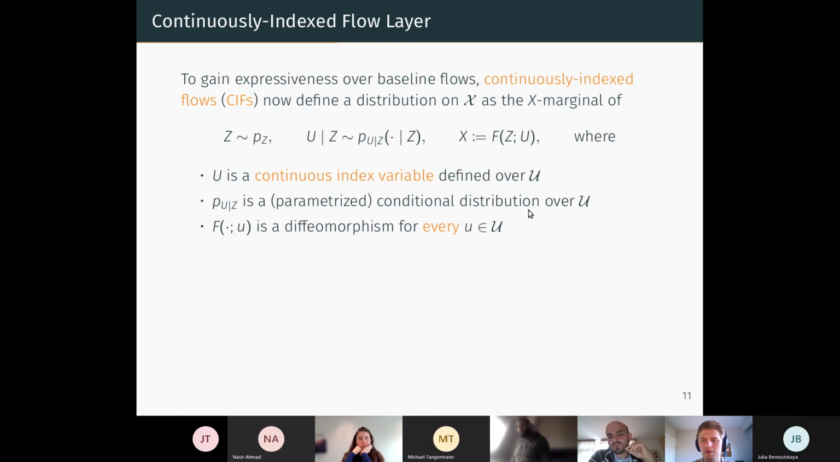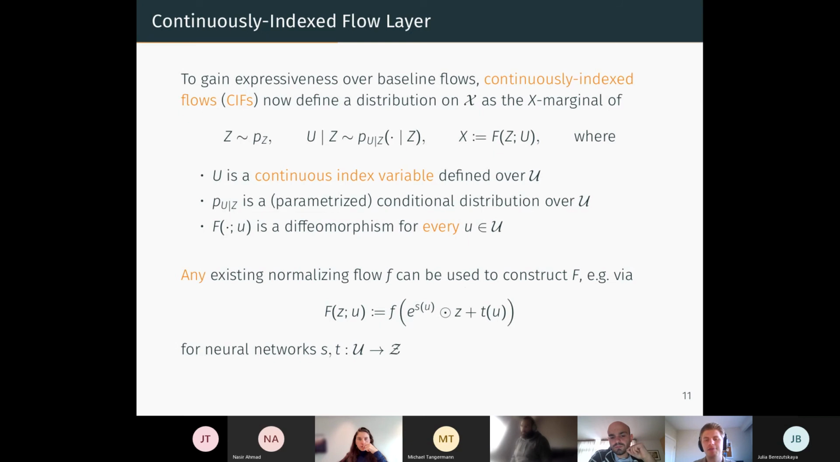So how do we come up with such a capital F? Well, one simple thing that we use in the paper leverages existing normalizing flows, little f, let's say. We can now define our capital F as little f applied to a shifted and scaled version of our input z. So now these neural networks S and T are mapping from U space to Z space, and this circled dot is an element-wise multiplication. So we can see that if S and T were outputting all zeros, then this would just be the model produced by a baseline normalizing flow. It would just be f applied to z. So we can see that in this way, the continuously indexed construction strictly generalizes the baseline normalizing flows.